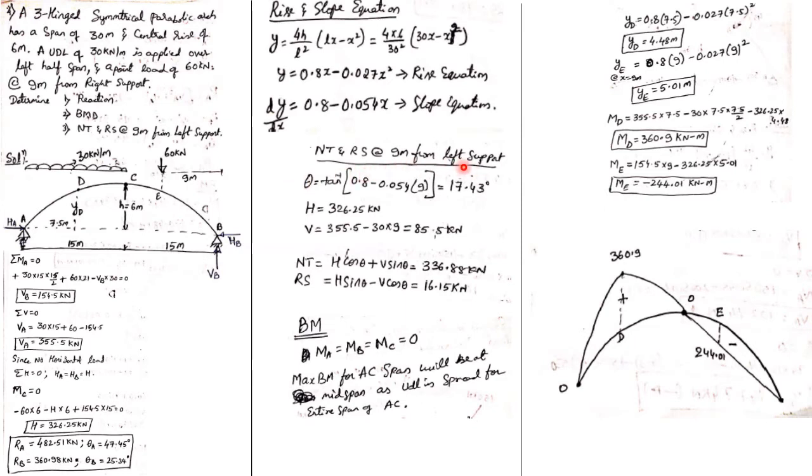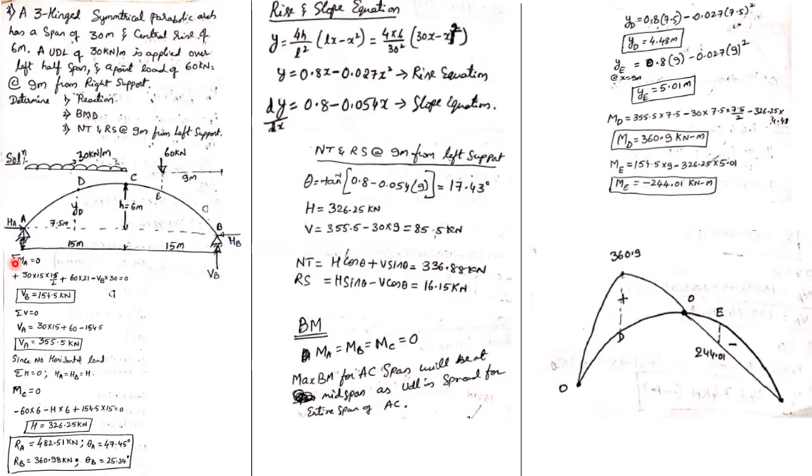So NT and RS at 9 meter from the left support is nothing but at this point D, where you have to find out. So for that I have to find out y at 9 meters. I have done it here, and I got it as 5.01 meters. It is not necessary for NT and RS. So first theta is equal to tan inverse of 0.8 minus 0.054 into 9 meter, you will get 17.43 degrees.